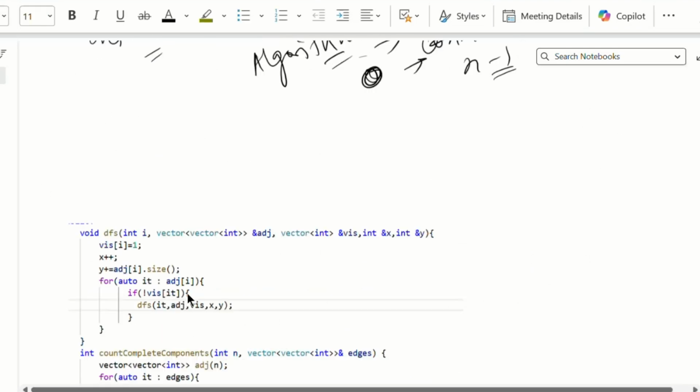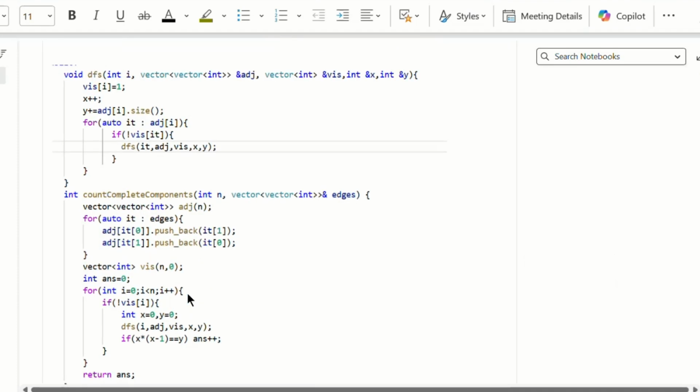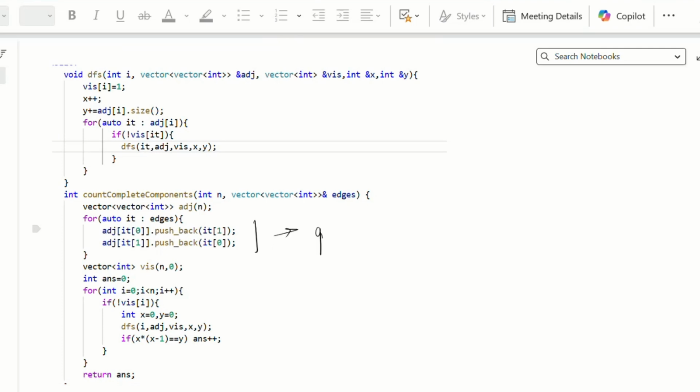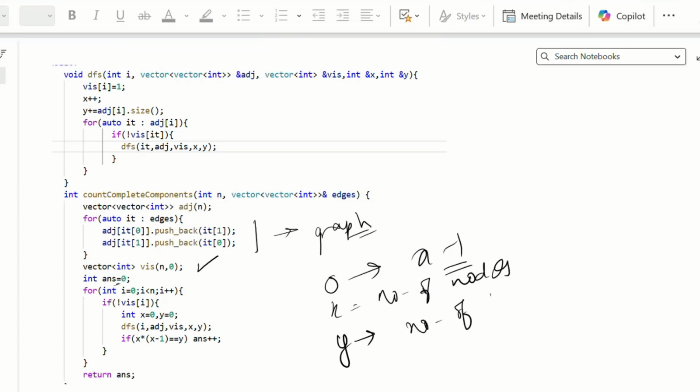So coming to the solution, to understand it more clearly: I have made an adjacency list to traverse my graph. Then I have initialized a visited vector, which says whether a node is visited or not. The answer I initialize with 0. Then I traverse from node 0 to n minus 1. If my node is not visited, I use x and y: x calculates the number of nodes in that connected component, and y denotes the number of edges.